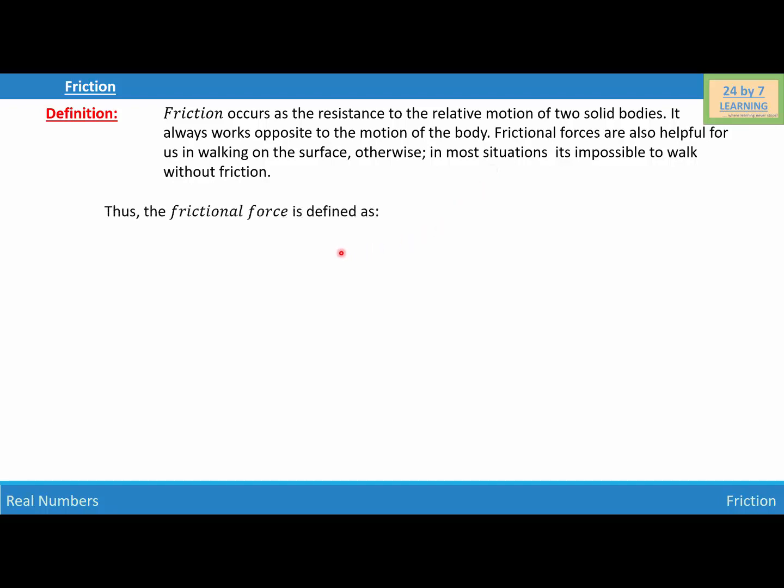Thus, the frictional force is defined as F friction is equal to mu times N, where mu is the coefficient of friction and N is the normal force acting perpendicular to the surface of the body. Now, there are two types of friction that we have to consider.